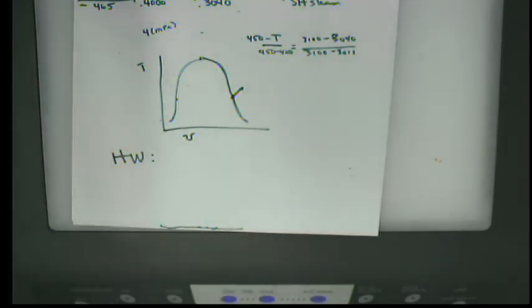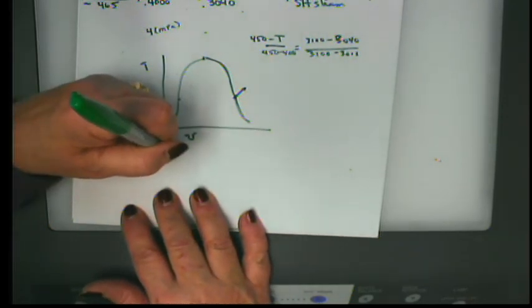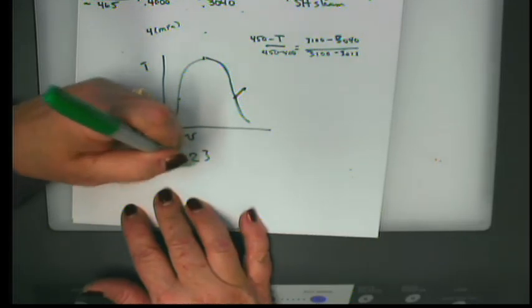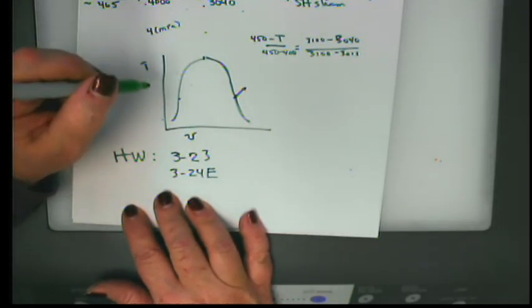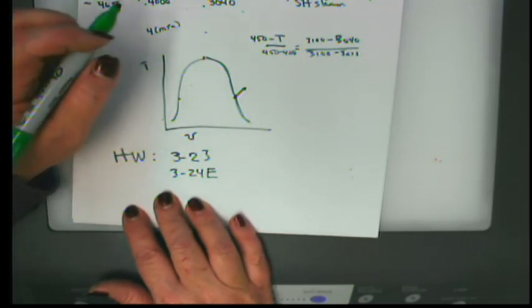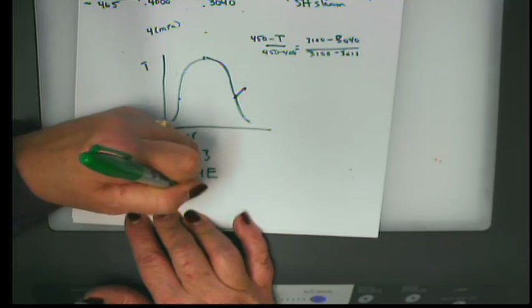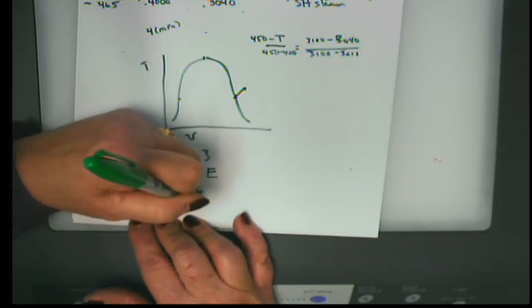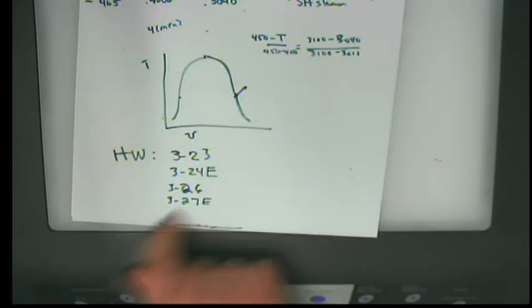I did 320. I want you to do 323, 324E, and those are both for water. Then I want you to do 326 and 327E, which are for refrigerant. So the process is exactly the same.